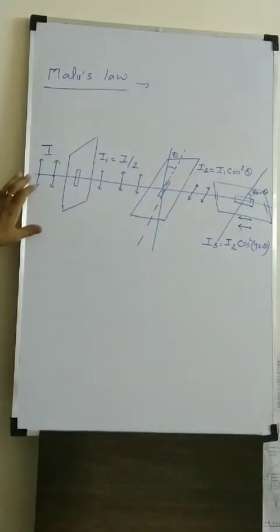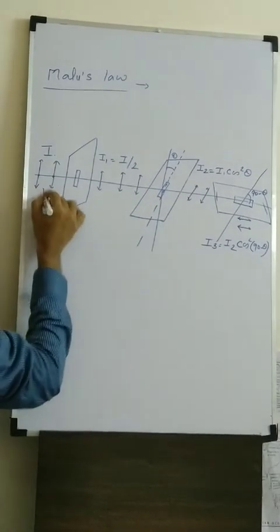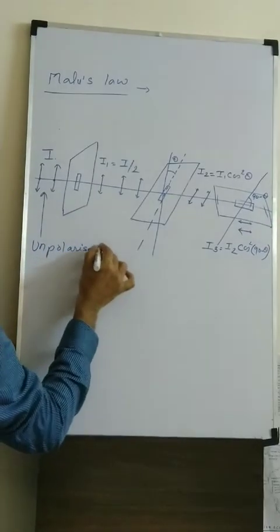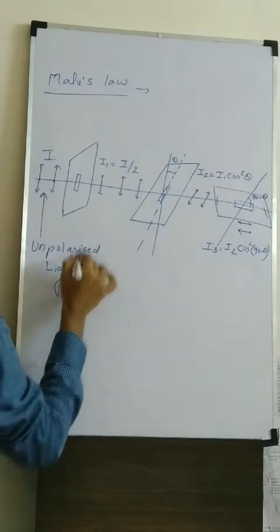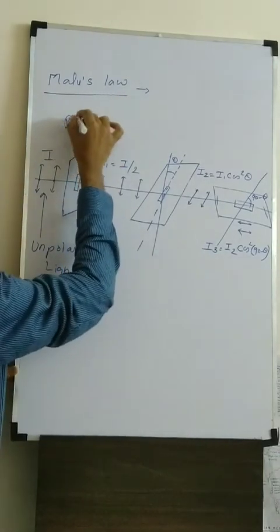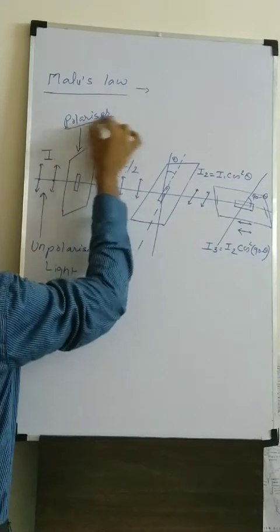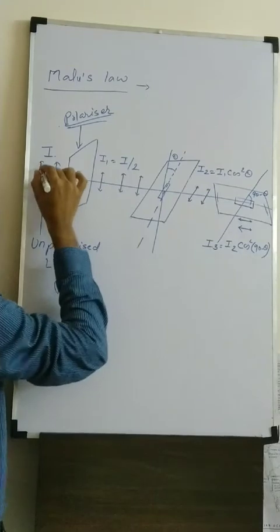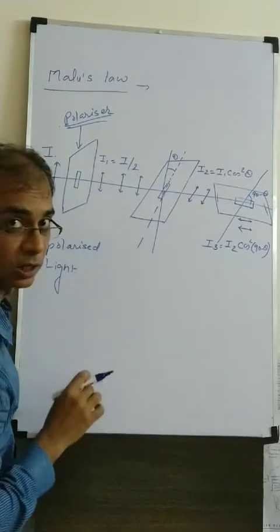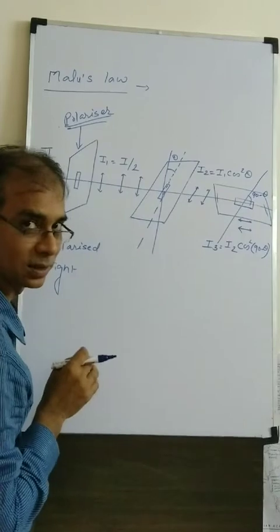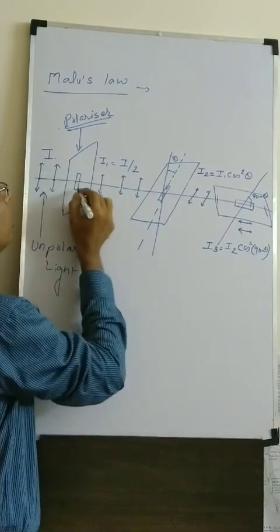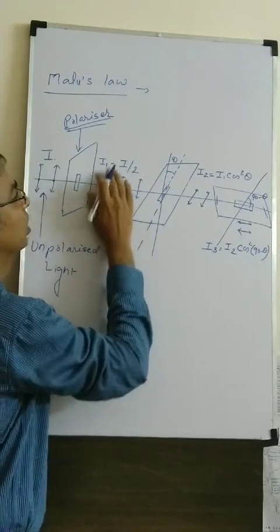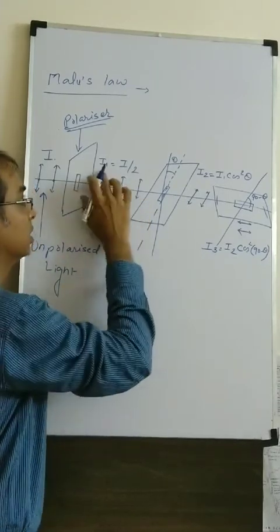So here is the unpolarized light, which is passing through the polarizer. Here the intensity which comes out, I have taken this as the unpolarized wave. In this one, the vibration of the electric field is along the y-axis as well as the z-axis. But when it passes through this polarizer, the electric field in the light coming out is oscillating only along the y-axis, and the intensity has become half.